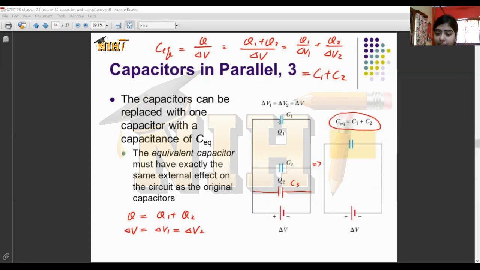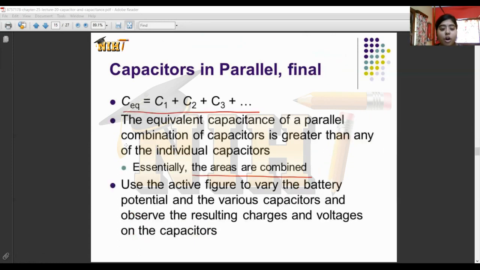If we replace these two capacitors connected in parallel by an equivalent capacitor, written as C equivalent, that is equal to C1 plus C2, then the potential difference between these two plates is delta V, the potential difference of the battery. So here we can write Q is equal to Q1 plus Q2, and delta V is equal to delta V1 is equal to delta V2.